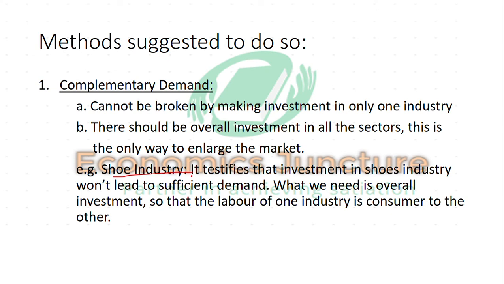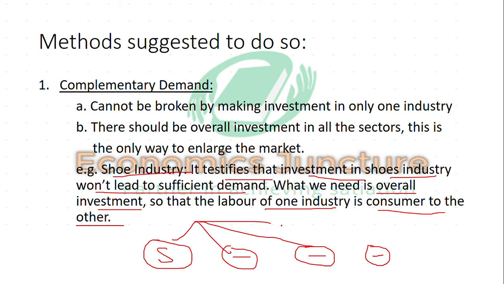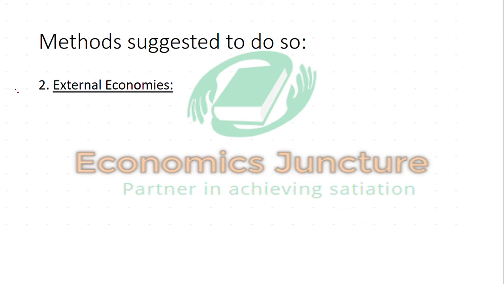So again, he used that shoe example and elaborated on it. He testifies that the investment in the shoe industry won't lead to sufficient demand. So what we need is an overall investment, so that the labor of one industry, mind you, is the consumer of others, right? So again, the same example. Instead of just the shoe industry, we start several other industries, right? So the market size increases and the labor can be a customer of all the industries instead of just one, right?